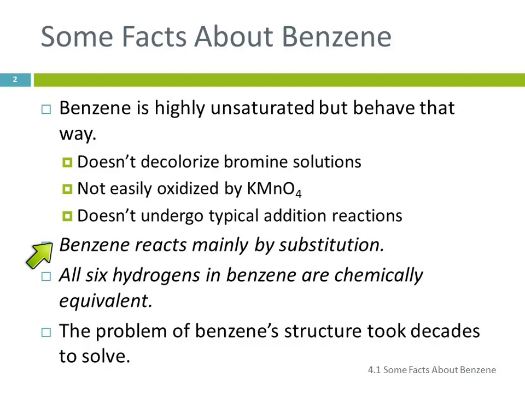Benzene reacts mainly by substitution. That's important. And all of the 6 hydrogens in benzene are chemically equivalent. We can't tell the difference between them. They all act exactly the same. And so these observations about benzene were puzzling. And it actually took decades for scientists to figure out what the structure of benzene was.